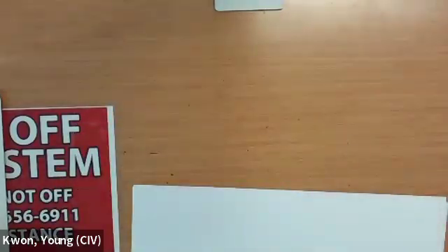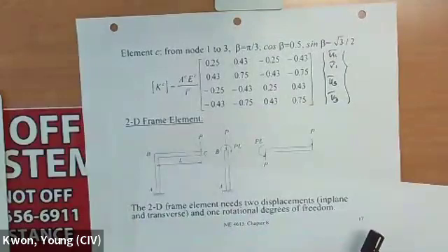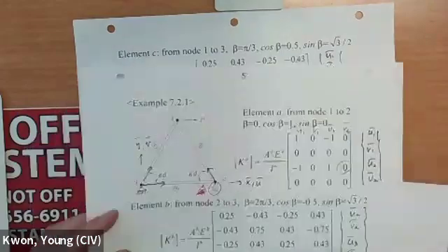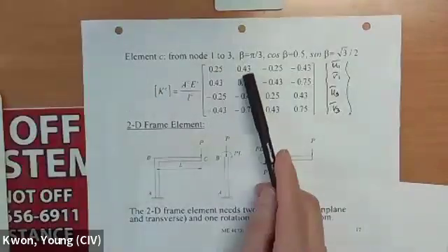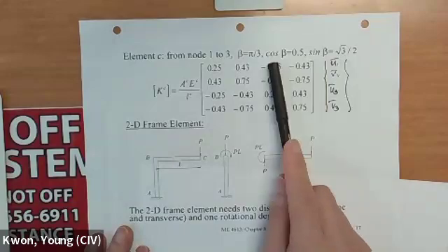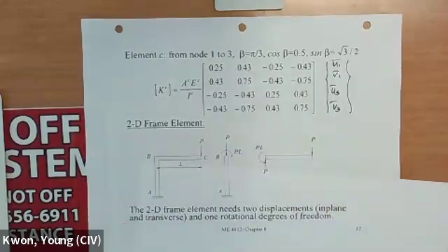For the last element, we select the local coordinate 1 to 3. That means this angle is going to be 60 degrees, since pi over 3 is 60 degrees. Then the cosine and sine of 60 degrees are shown here, and this is your matrix in terms of the global coordinate system.